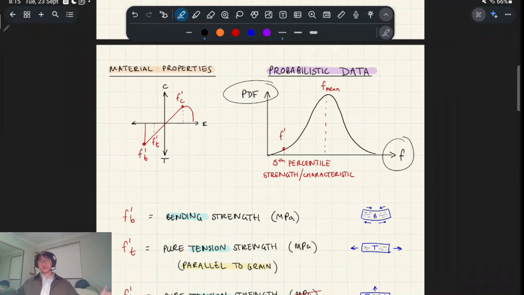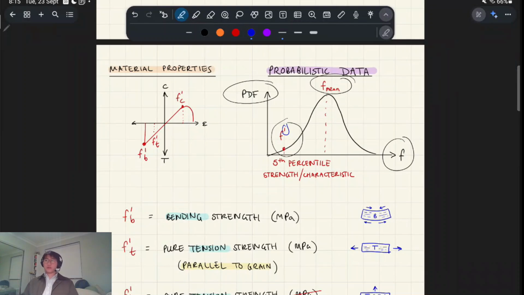So if you have 100 bits of timber that you randomly selected, you might find after testing them that they all have different strength, and it'll follow roughly a bell curve, where you have a mean, an average strength, and then some which are a bit weaker. Let's say you have 100 specimens of timber. The fifth worst one will be what we call the characteristic or fifth percentile strength. Notation wise, we use a dash to indicate that it's the characteristic strength.